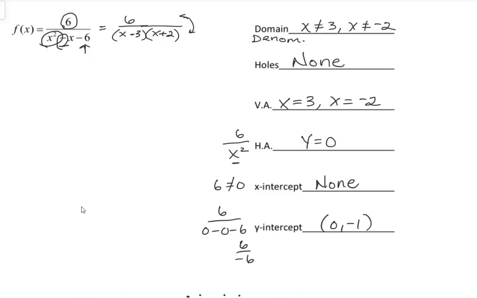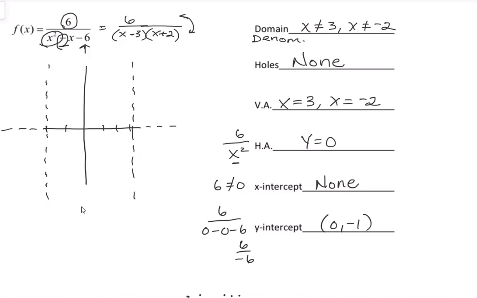So we're ready to start graphing. I want to sketch out my horizontal asymptote, which is on the x-axis, put in my vertical asymptotes at 3, and I also have one at -2. The only point that I have is (0, -1) for the y-intercept. So like the last one, there's going to be a lot of testing. So we're just going to start testing from left to right.